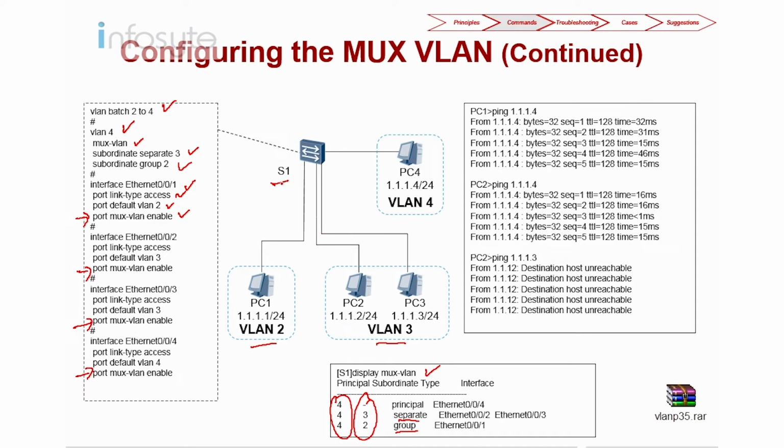For example, here I have this as PC number 4. This is my access VLAN. Number 4 is my principal. Port number 2 and port number 3 belong to VLAN 3. And port number 1, this is Ethernet 0/0/1, belongs to VLAN 2. Alright, so let's jump into our configuration and see how we can configure this MUX VLAN.